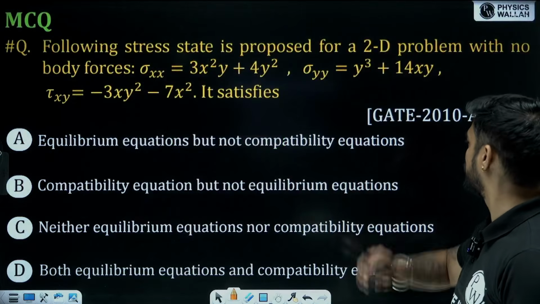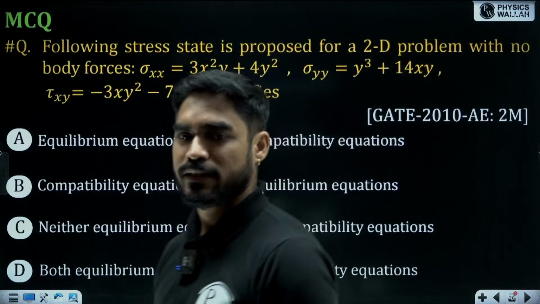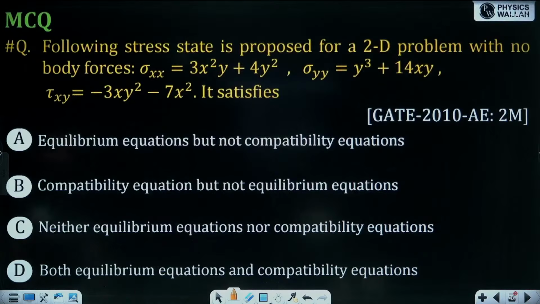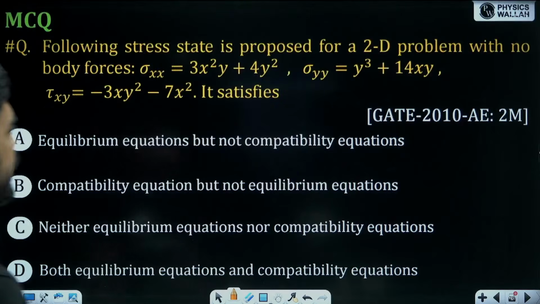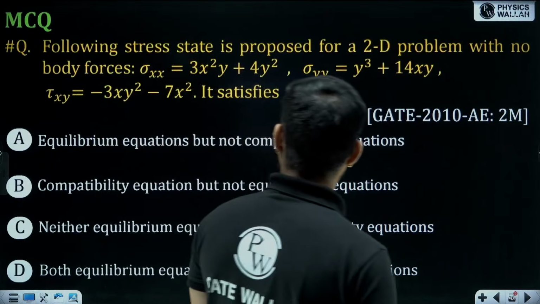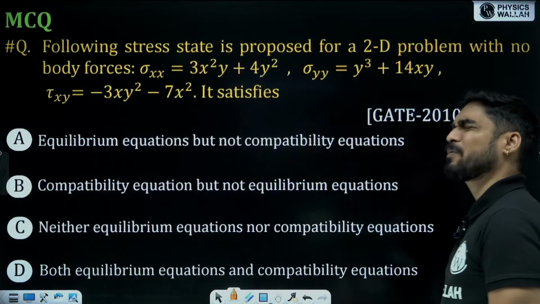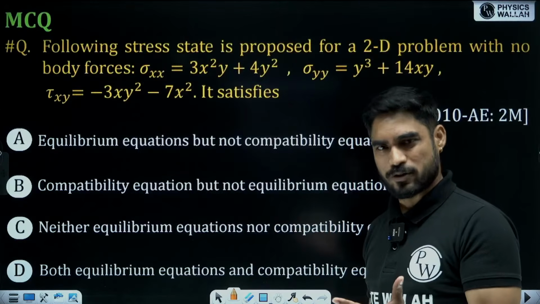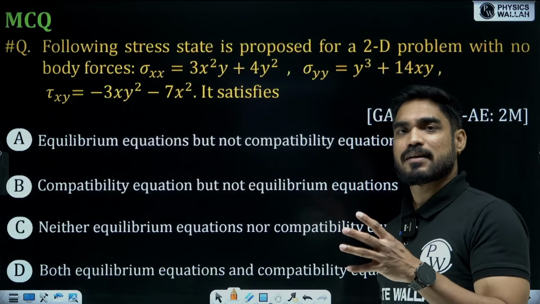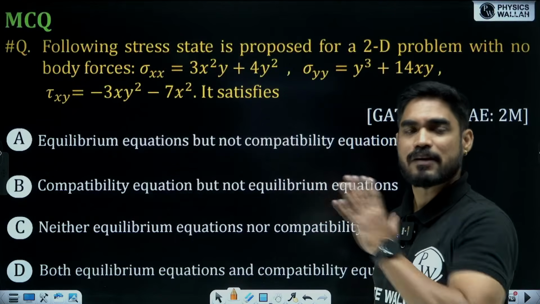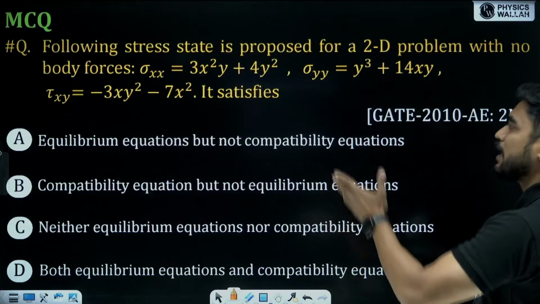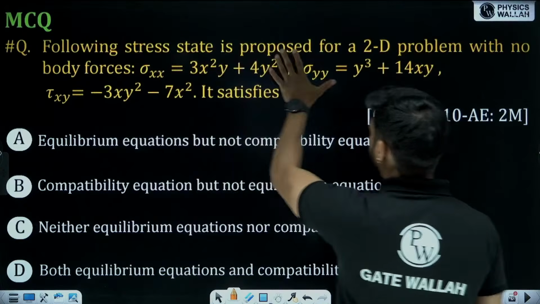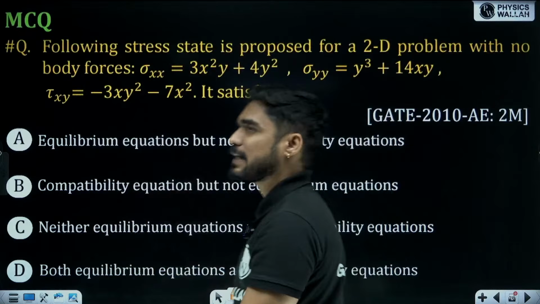Let's solve this one. This is from GATE 2010 for 2 marks. What is the problem? The following stress state is proposed for a 2-dimensional problem with no body forces: sigma xx, sigma yy, tau xy. What do we mean by body forces? Body forces means weight. Okay, weight is a body force. So the body forces are not considered in the equations that we have seen. We have neglected them, and in the question also it is written no body force. Sigma xx, sigma yy, tau xy equations are given.